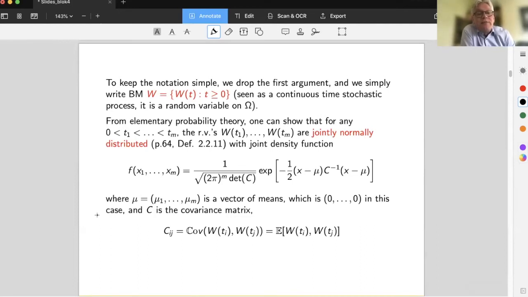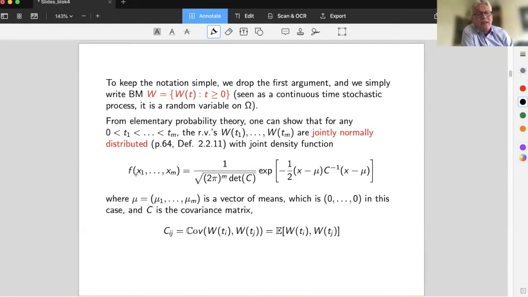So from elementary probability theory, one can show that for any time instants 0 less than t1, less than t2, etc., up to less than tm, then the random variables W_t1 up to W_tm are jointly normally distributed. And in the book, this is also written in detail. And then we have to go back to chapter 2, page 64, definition 2.2.11. And these random variables are jointly normally distributed and they have a joint density function.